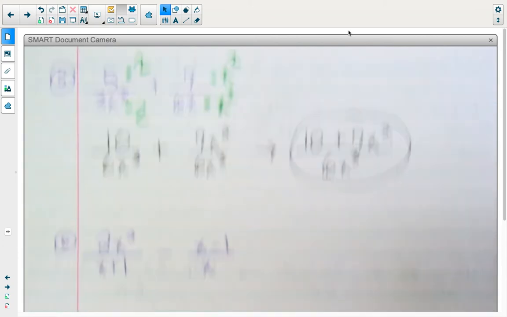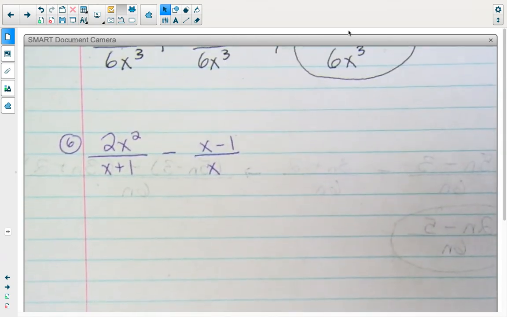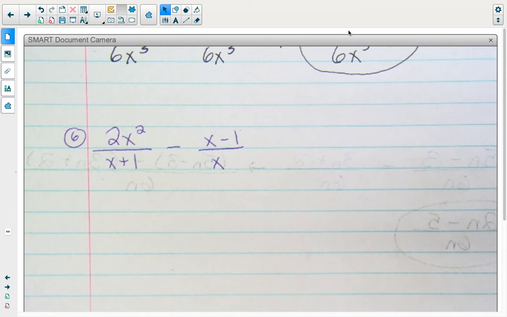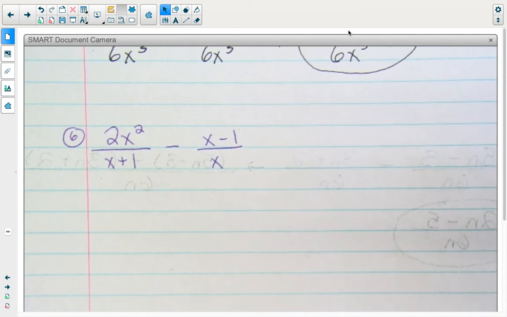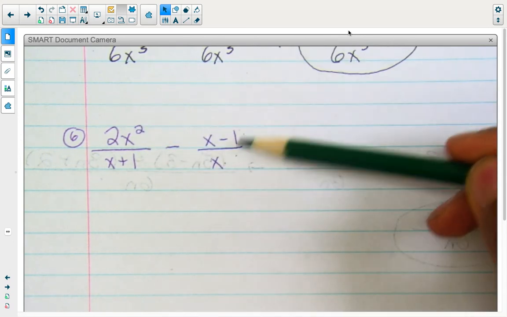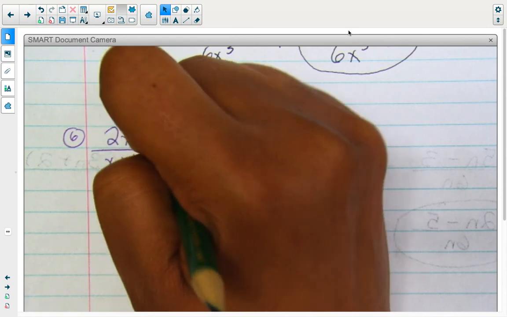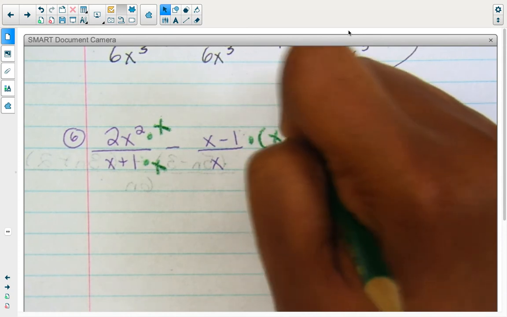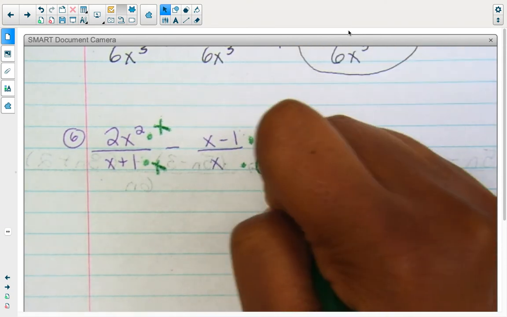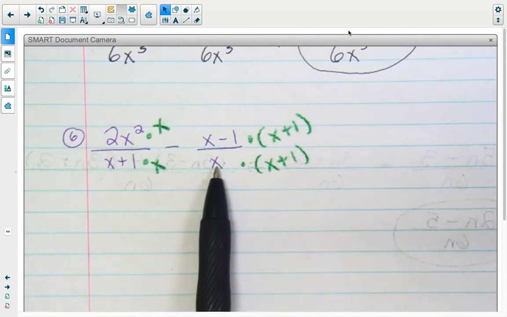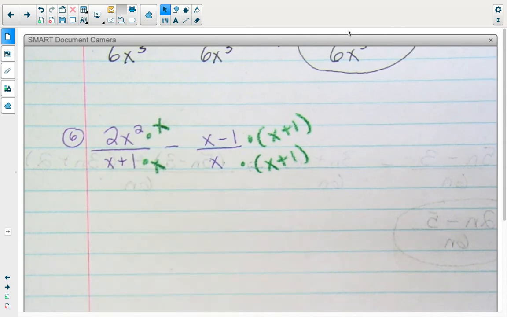One more, and this one we'll do with the crisscross method. So 2x squared divided by x plus 1 minus x minus 1 divided by x. So I am going to crisscross. I'm going to take this x, multiply this fraction, and then take x plus 1, multiply this fraction. So I'm going to multiply this one by x, and then I'm going to multiply this by x plus 1. I took the opposite denominator and multiplied the other fraction by it. They'll always give you the same denominator.